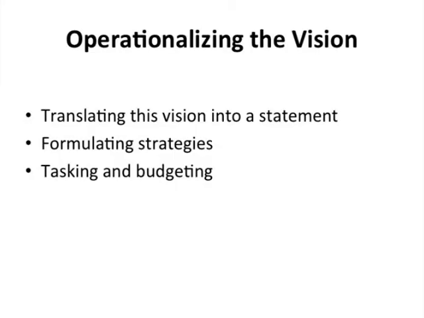So the vision we made, that's something that's more macro. That's something that we want to happen in the future. But when we do our own visioning for our institution, then we have to consider our own context to be able to come up with something concrete. Of course, after that, we translate this vision into a statement, we formulate strategies, and then we do tasking and budgeting. That's the time we identify people to implement, we set up the organizational structure and the like. The nuts and bolts of management.